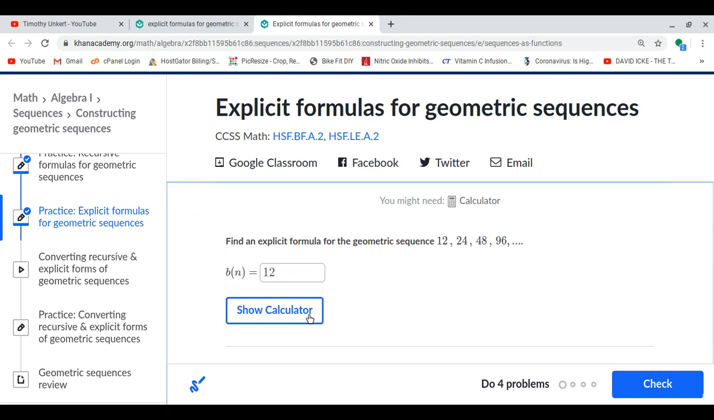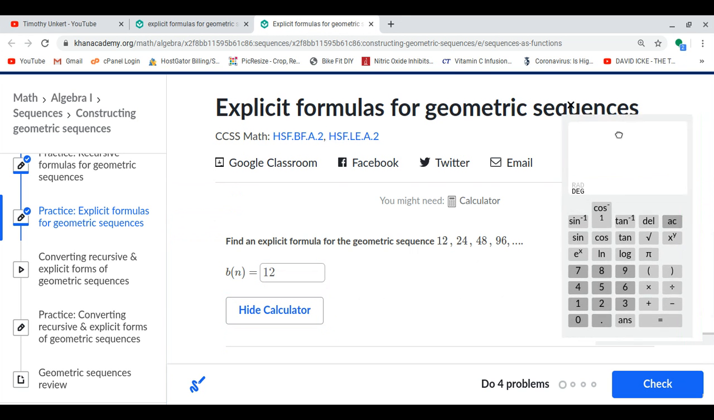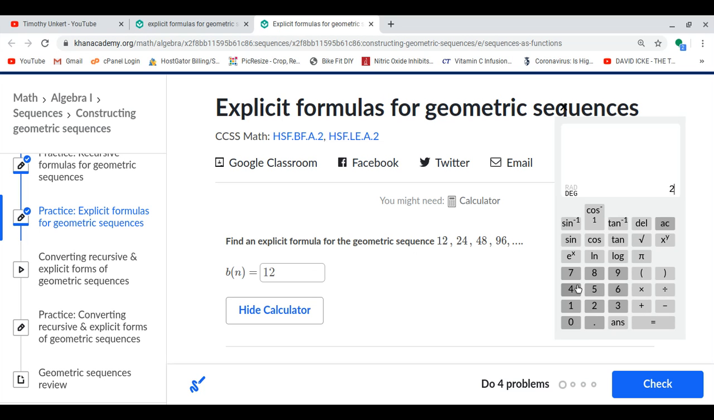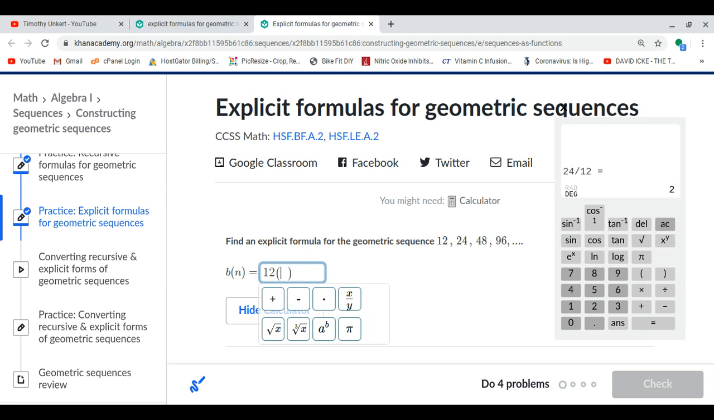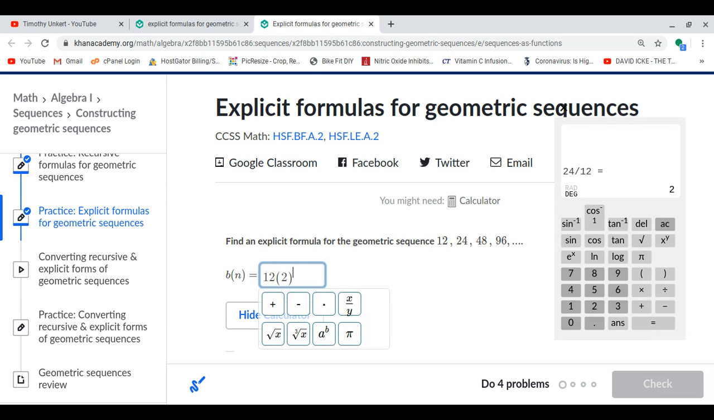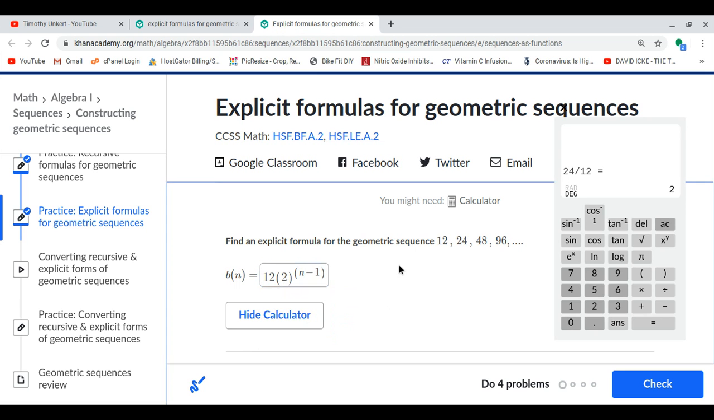So let's just take our calculator and figure out what that number is. I'm going to divide the second number by the first number. 24 divided by 12 equals 2. So I'm multiplying 12 times 2, but I'm multiplying that to the n minus 1 power. And I'll talk about why I have to do it like that.